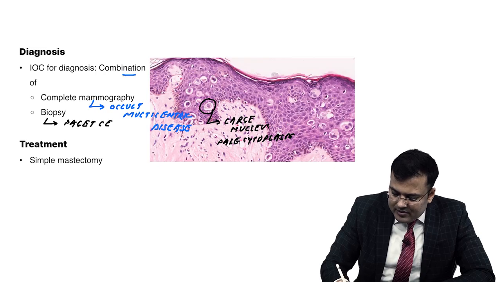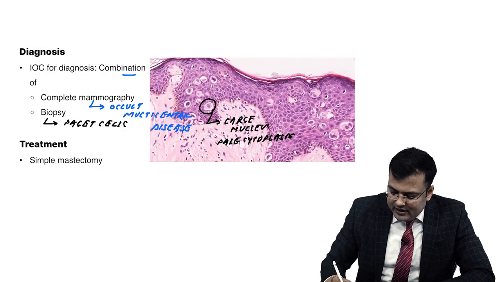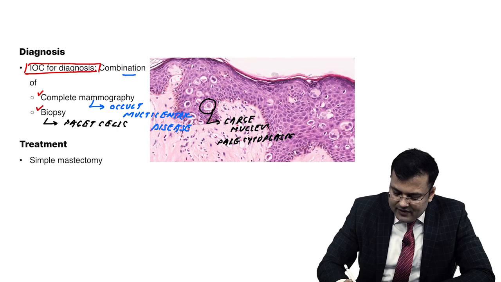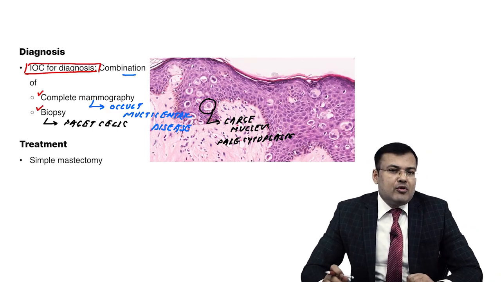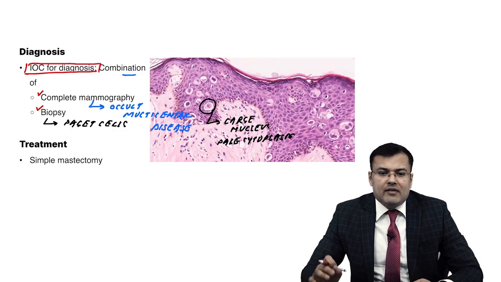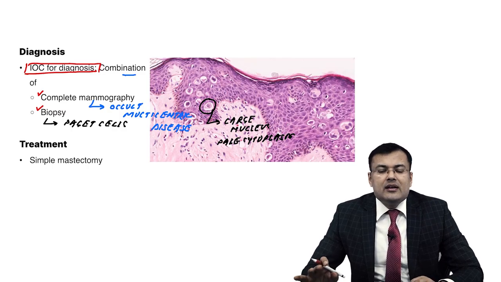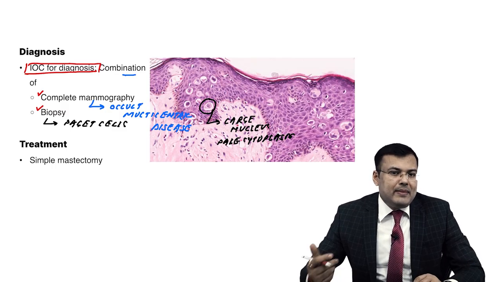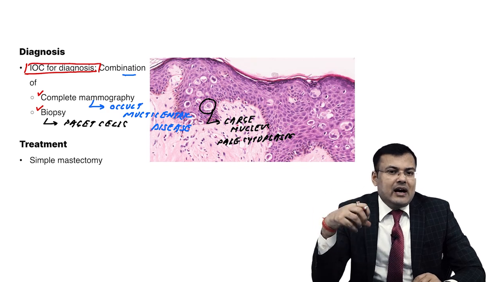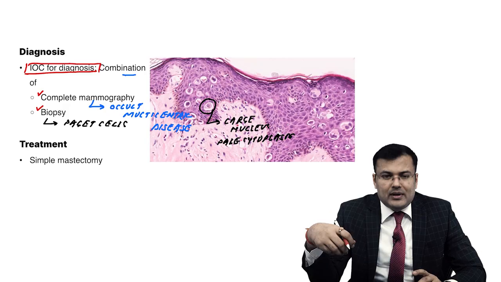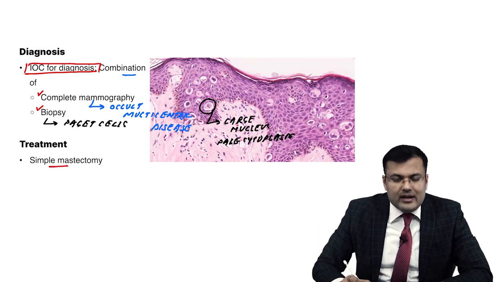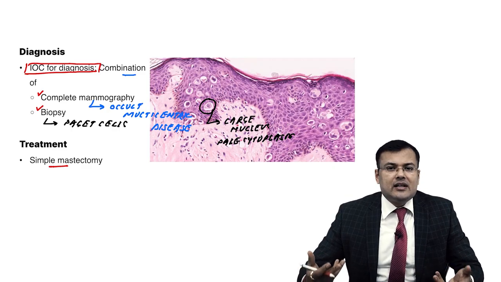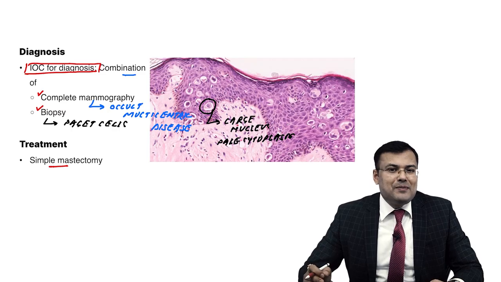So I'm repeating. How to make the diagnosis? Investigation of choice for diagnosis is a combination of complete mammography and biopsy. On complete mammography, we have to rule out occult multicentric disease, and biopsy is done to make the diagnosis because there will be Paget cells, which have a large nucleus and pale cytoplasm. So how to treat it? Treatment is simple mastectomy. Patients with Paget's disease of the nipple, since there is underlying malignancy, we go for simple mastectomy.